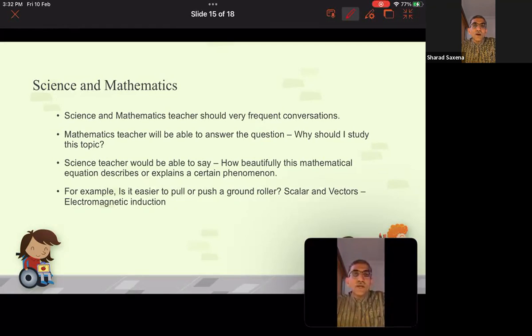You will be able to figure this out very quickly in a mathematical form. And what happens for the science teacher? The science teacher will also be able to say, look here, this is how you did this in mathematics. Now let me apply it, and see how beautifully this concept will be explained. So it becomes so synergistic. And for example, I'll give you an example.